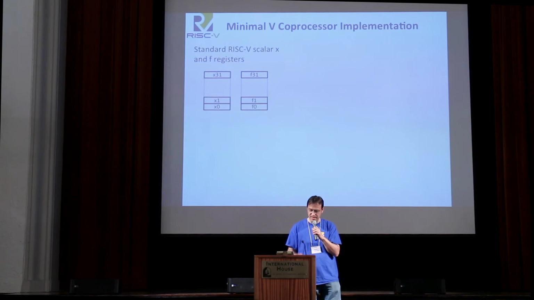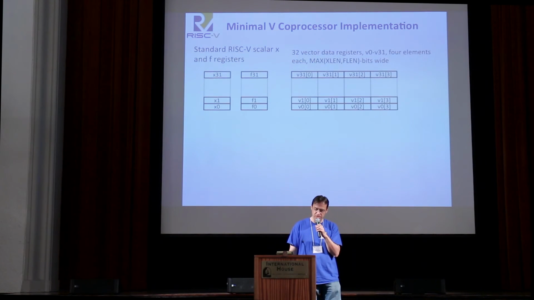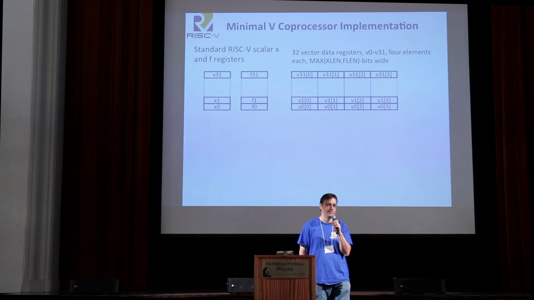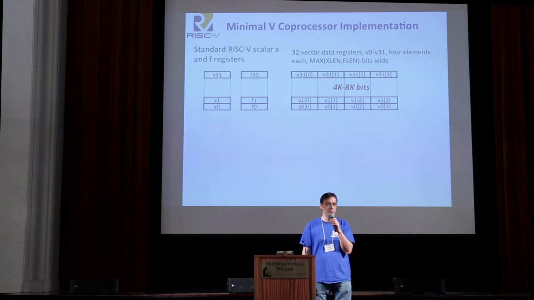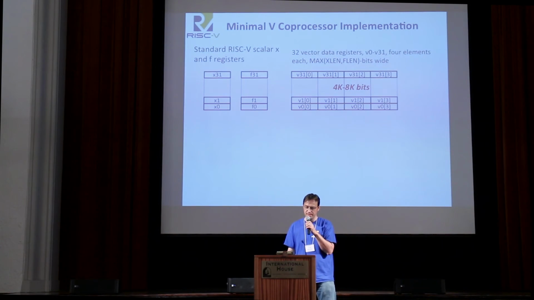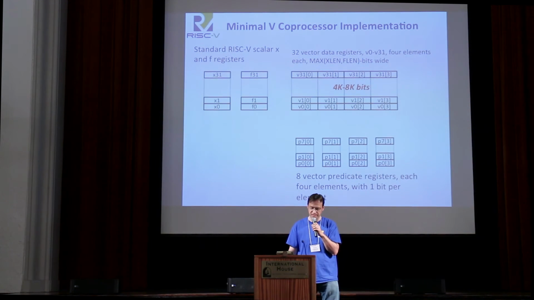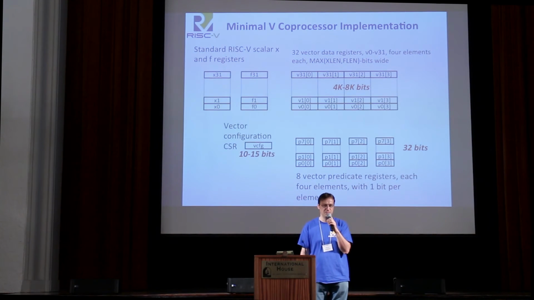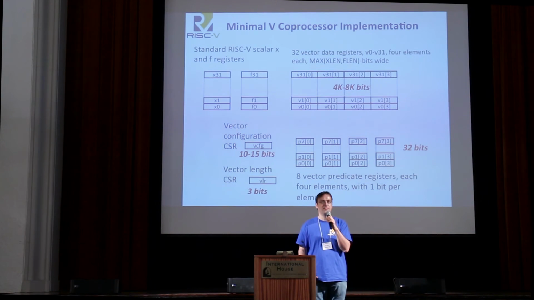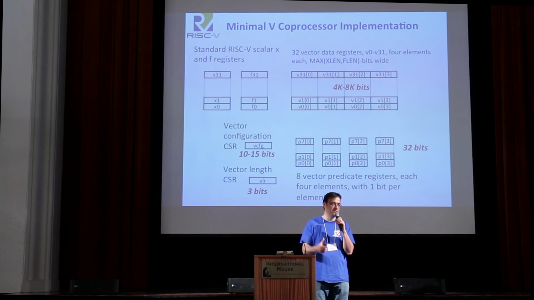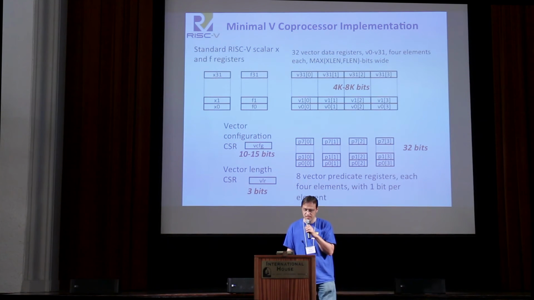So you have the standard X and F registers. All you need to provide is 32 vector data registers that are 4 elements wide, right? As big as the largest, the elements being at least as big as the maximum thing you need to support. So that's 4K to 8K bits of state in there. You also need to provide the predicate registers. It's 32 bits of stuff, right? And also the vector configuration register. It's about 10 to 15 bits, depending on what you're supporting. And the vector length, which can be as little as 3 bits. So it's not a lot of stuff to give the minimal implementation of the V, right? Just not many bits at all.